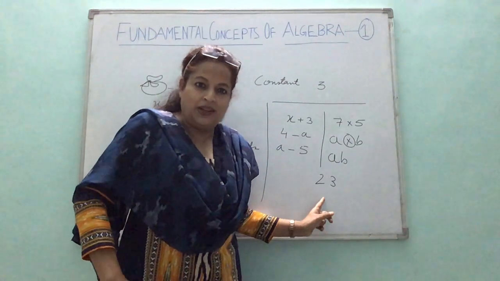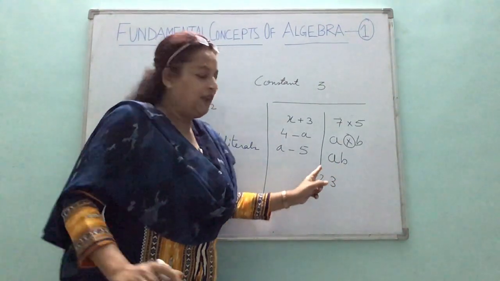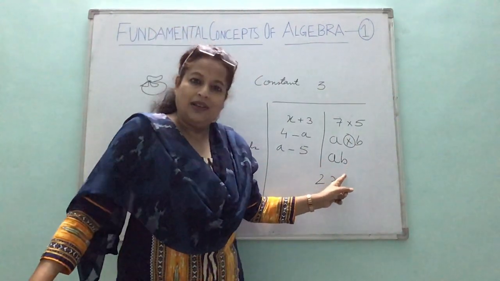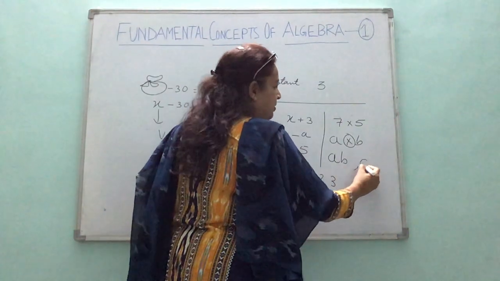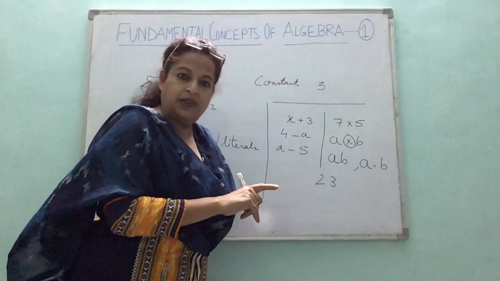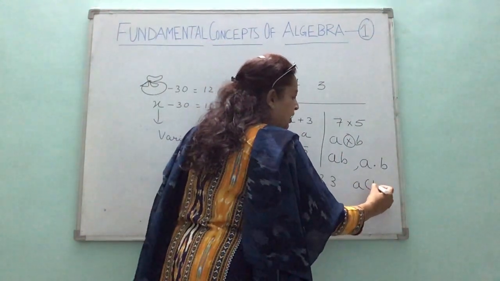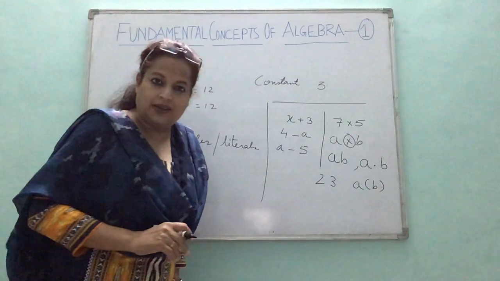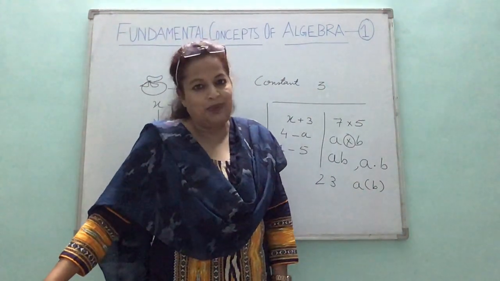We know it is 2 into 3. But then in algebra, if I am writing ab, it means a is multiplying b. There is another way also. Sometimes we write by putting a dot, which also means multiplication. Or we can show it by putting it in parenthesis or bracket. Then also with no sign in between, it represents multiplication.